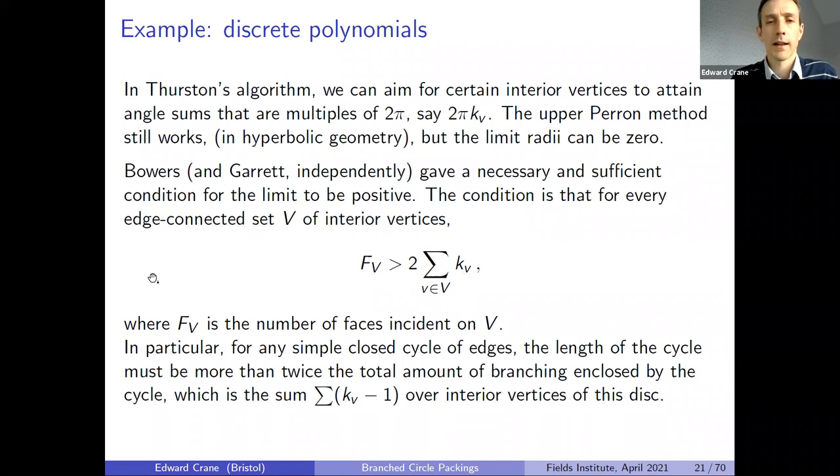So I can translate that. If I have a simple closed cycle of edges, then the number of edges in that cycle has to be more than twice the total amount of branching, which is strictly enclosed by that cycle. That's what this condition means in that case. So for example, if you just have one interior vertex, so this set V was a single vertex, if you want to wind around twice, then you better have at least 5 neighbours. If you want to wind around 3 times, you better have at least 7 neighbours.